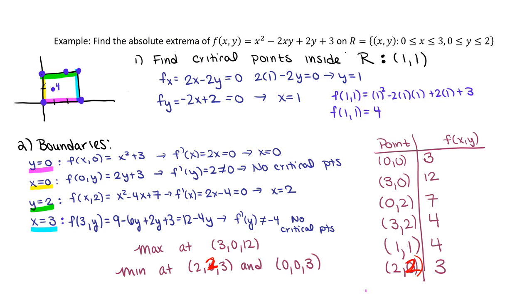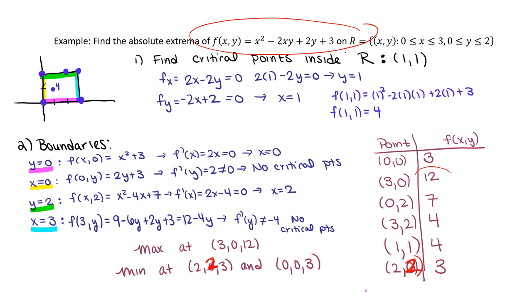And so then I took each of these points and plugged them into my original equation to get my z values. That's the f of x, y. So I just plugged in the points 0, 0, 3, 0, 0, 2, 3, 2, 1, 1, and then that point 2, 2. And I have my outputs listed.